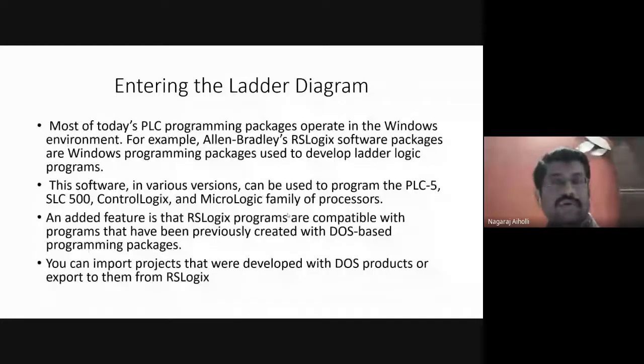Now, what is an operating system? First, we have to know what an operating system is, before knowing Windows and DOS. An operating system is the software meant to control the operation of the PLCs, or the software meant to control the operation of the computers.